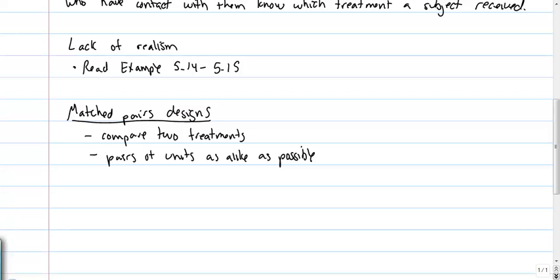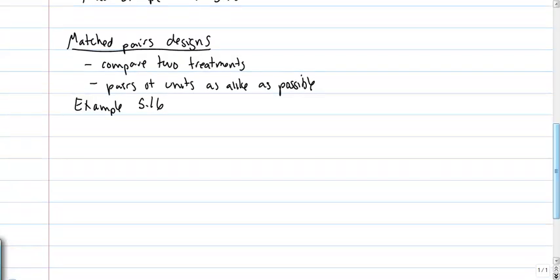A good example in the textbook of a matched pairs design is example 5.16. I do want you to recognize that when you're describing a matched pairs design, you're not going to use a diagram like we did for the comparative randomized designs. What you're going to do is just write out a paragraph, making sure you hit all the important parts. Make sure you describe how you're going to do your comparison, how you're going to do your randomization, do you have replication. Make sure you describe your response variable.